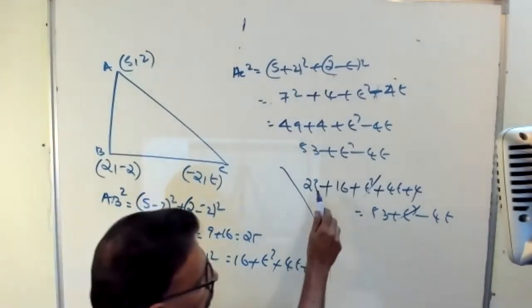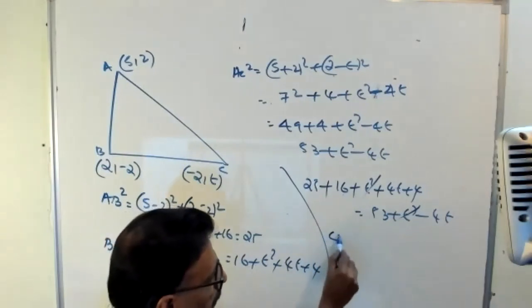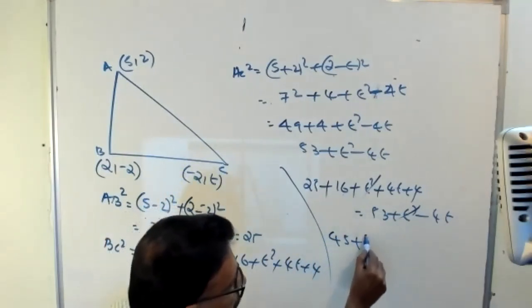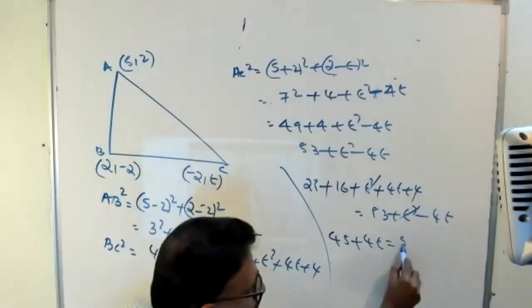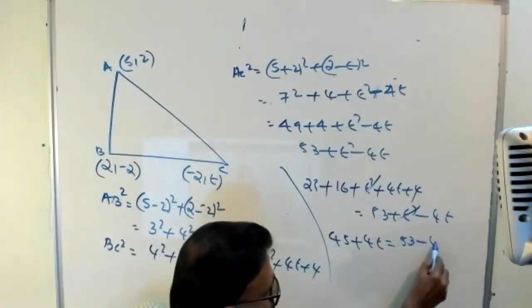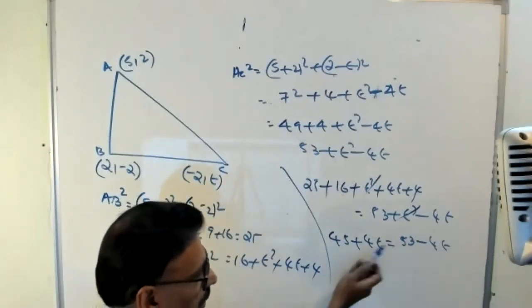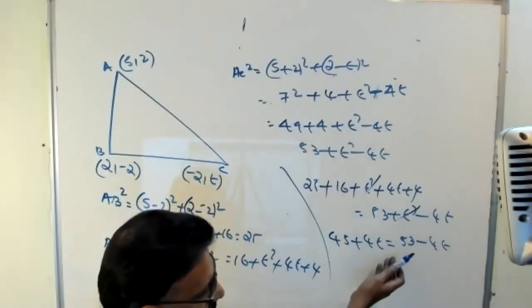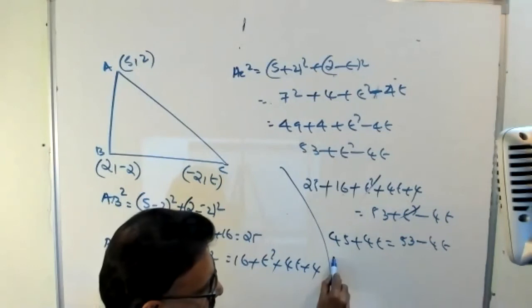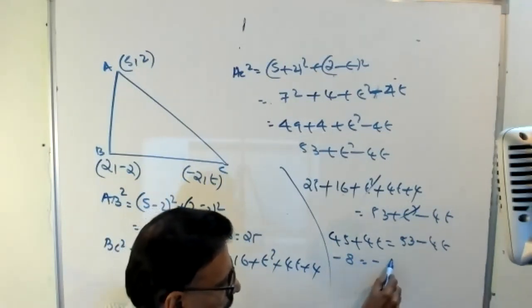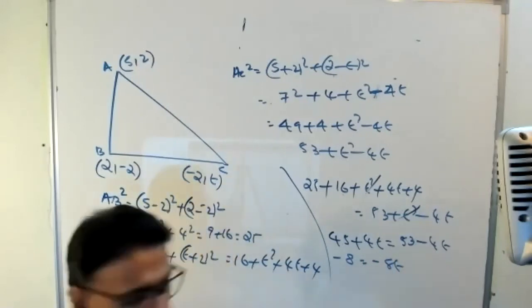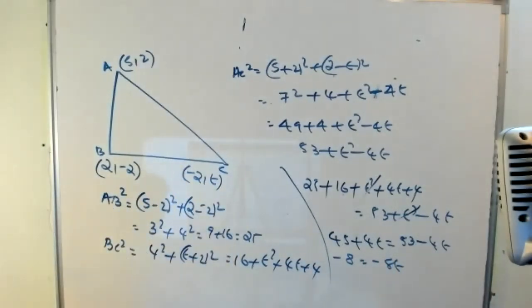See here, 41, 45. 45 plus 40 equal to 53 minus 40. 53 coming here, how much? Minus 8 equal to minus 8t. t equal to 1. Okay, complete first. We all got t equal to 1.